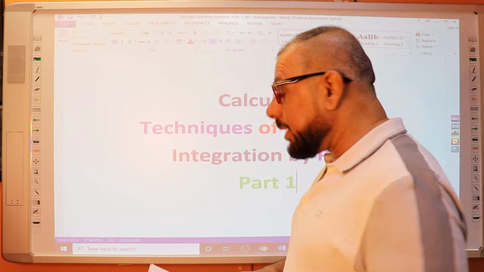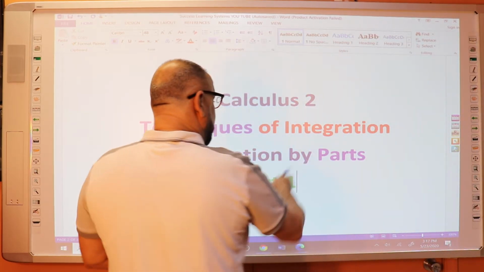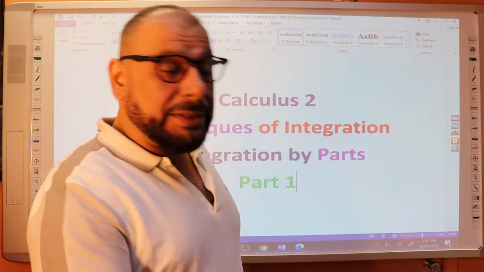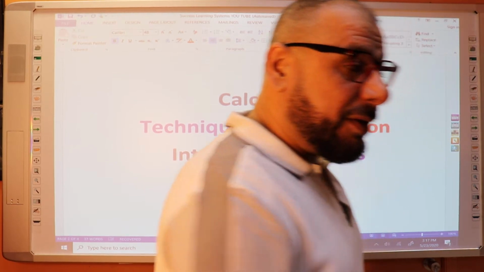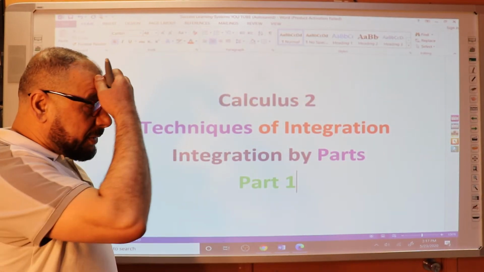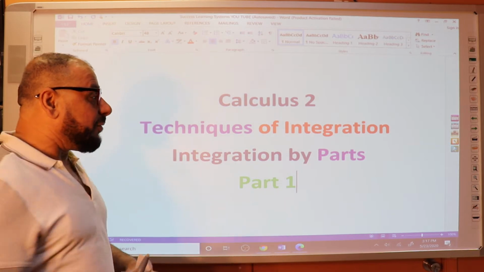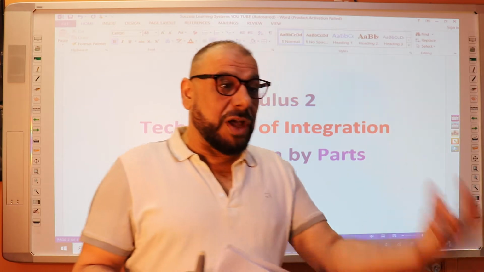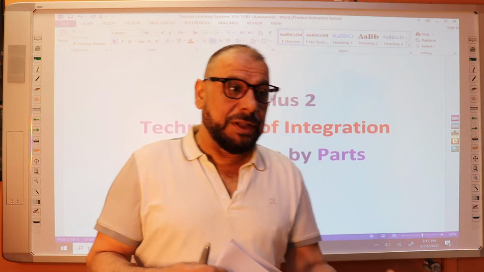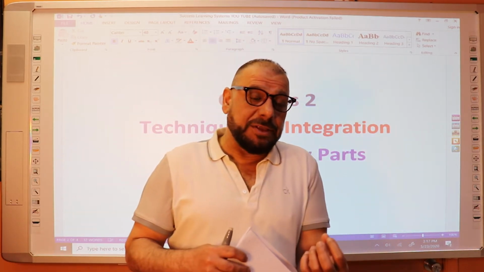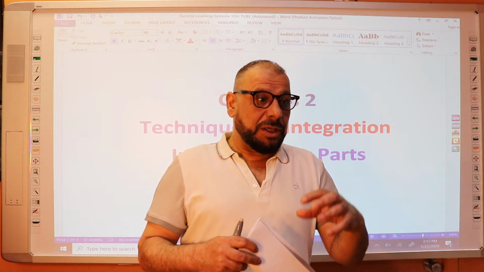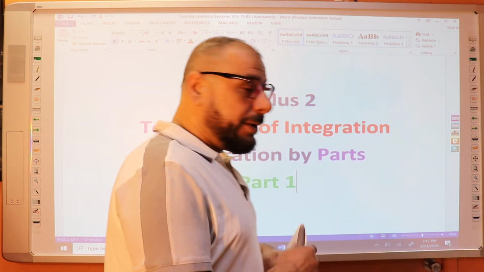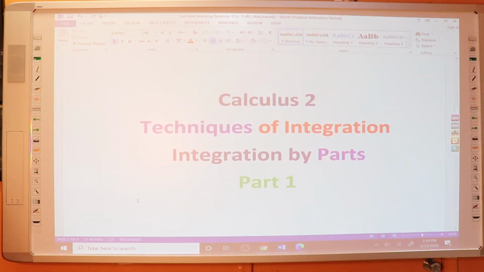Today we have a new technique of integration. We call it integration by parts, but we're going to do it in 25 minutes. Integration by parts comes when we have two functions, none of them is the derivative of the other, or part of the derivative. Because if one of the functions is the derivative of the other, we can use u substitution, right? Okay.